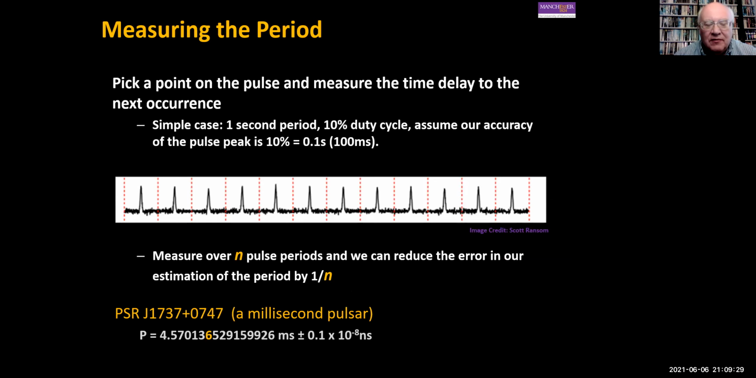So if we measure a simple rotation from one rotation to the next with the figures that we've got there, 1 second period, 10% duty cycle, and we can measure the accuracy of the peak of the signal to 10%, then we've got an accuracy of maybe 100 milliseconds in the rotation period. But if we measure that over 1 million pulses, we can reduce that error by 10 to the 6. The most accurate timed pulsar we have at the moment, PSR J1737+0747, the very rapidly spinning millisecond pulsar with a period of about 4.5 milliseconds, we've actually measured down to 10 to the -8 of a nanosecond by observing it for a very long time and developing very detailed models based on its behavior.